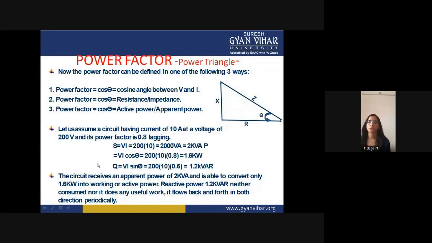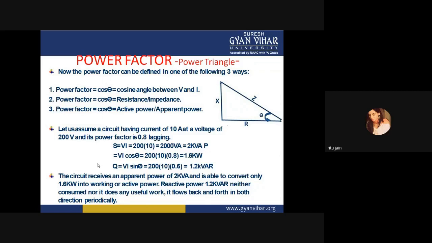Let us assume a circuit having a current of 10 ampere. We can easily understand by taking one example. Let us assume that a circuit has 10 ampere at a voltage of 200 volt. The current is given as 10 ampere, the voltage of the circuit is 200 volt, and the power factor is lagging, which is 0.8. So now you have to calculate your apparent power, active power and reactive power.